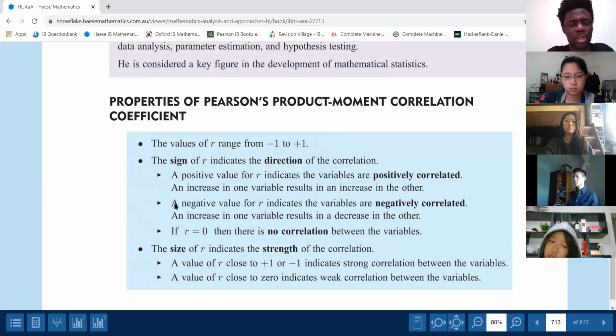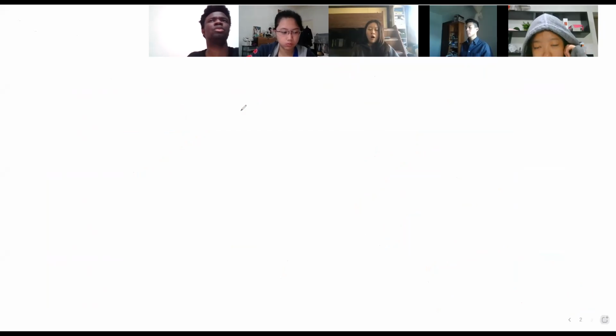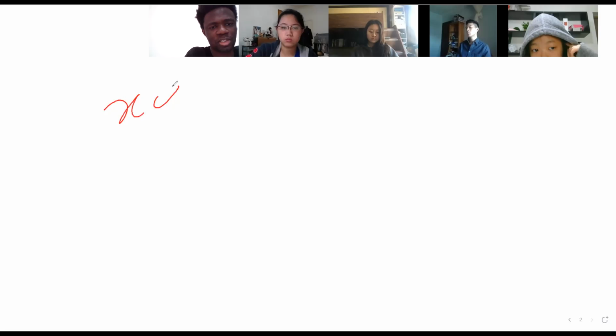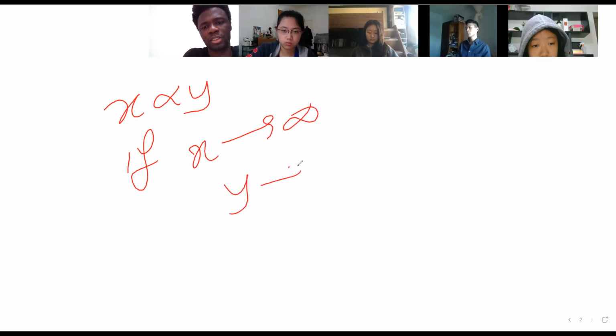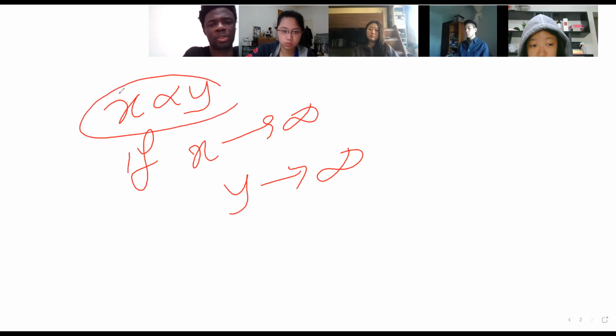Okay, and what does that imply? It means one variable results in the increase in another variable. So increase in one leads to the increase in another. If you remember the idea of variation. Remember, X varies directly as Y if as X increases, Y also increases. Do you remember this? This is IGCSE. When we say X is directly proportional to Y, it means X increase leads to Y increase. This is the idea of the positive correlation as well.